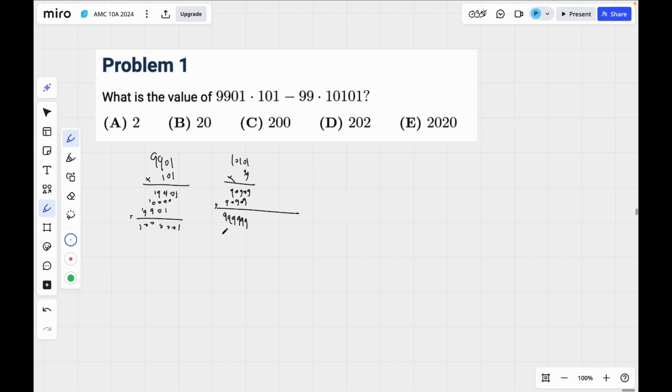So here, as we can see, the difference is 2. So our final answer will be A.